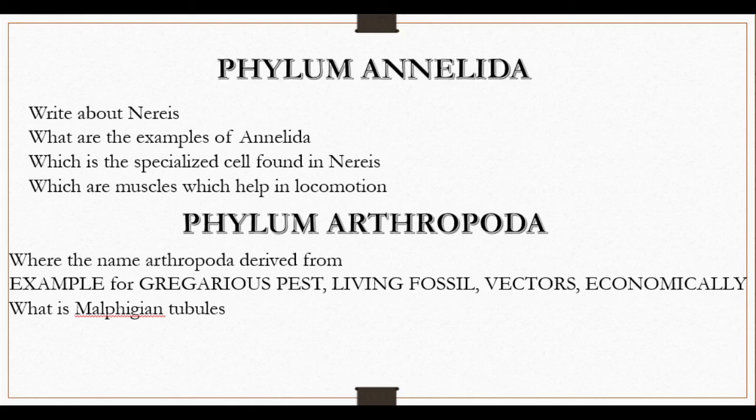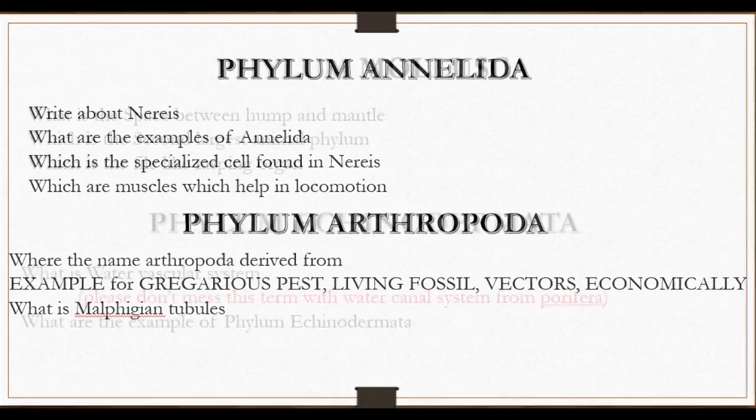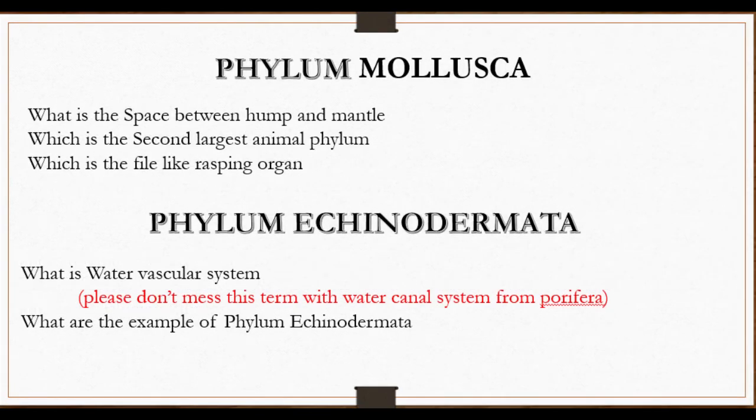In case of Mollusca, the asked question is, what is the meaning of mollis? The answer is soft body. And from there it can be asked which is the second largest phylum. Then what are the distinct organs of phylum Mollusca? Then what is the space between the hump and the mantle, which is known as the mantle cavity? That is the answer. Such questions can be asked.